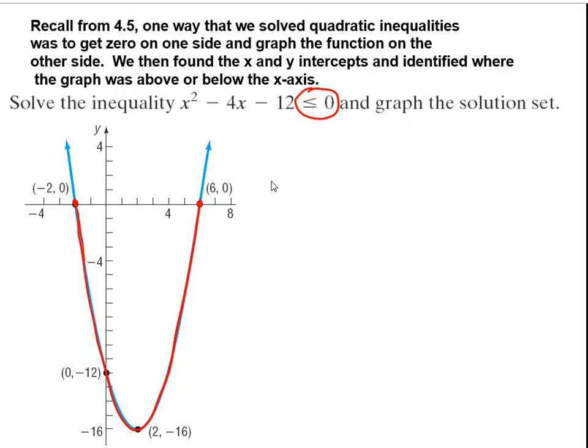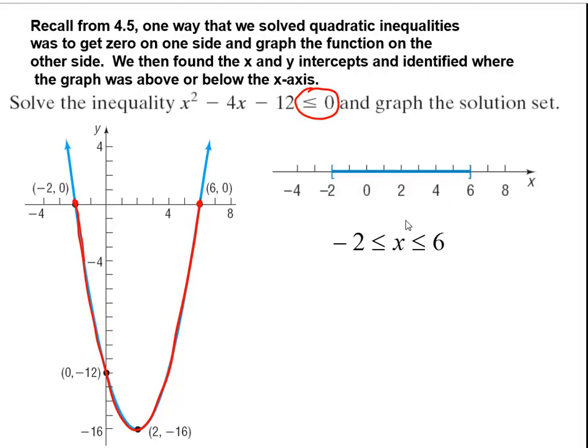And for this particular example, to finish it off, we would say any x between -2 and 6 were solutions to this inequality. So we could graph that way, and because we had the or equal to here, we put brackets and included the endpoint. We could do it as an inequality, or we could do it in interval notation. So a real quick review of what we did back in 4.5 solving quadratic inequalities.